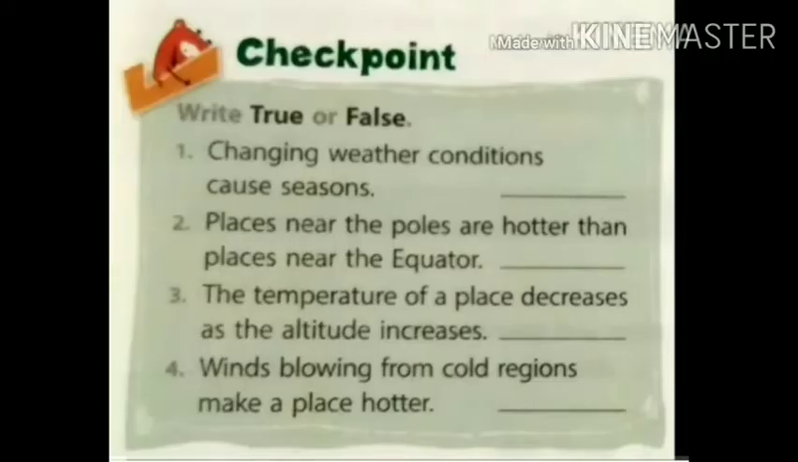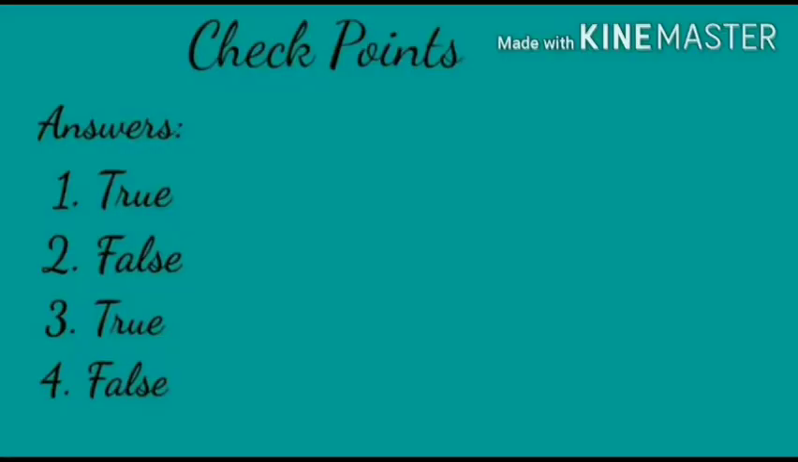Check points. Write true or false. First one, changing weather conditions cause seasons, and the answer is true. Second point, places near the poles are hotter than places near the equator, and the answer is false. Third point, the temperature of a place decreases as the altitude increases, and the answer is true. Fourth point, winds blowing from cold regions make a place hotter, and the answer is false. Children, you can check your answers from here.